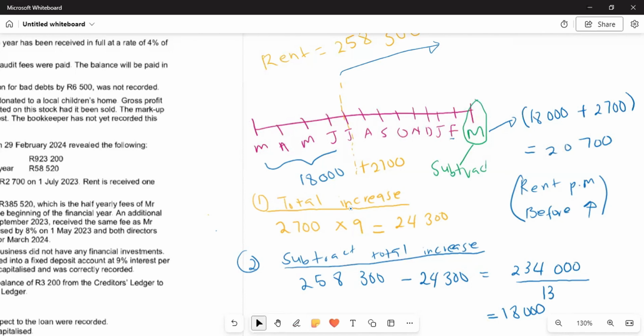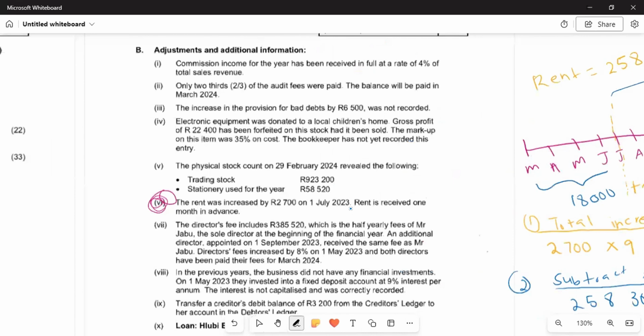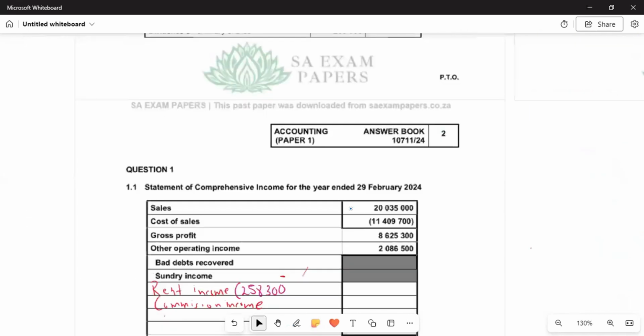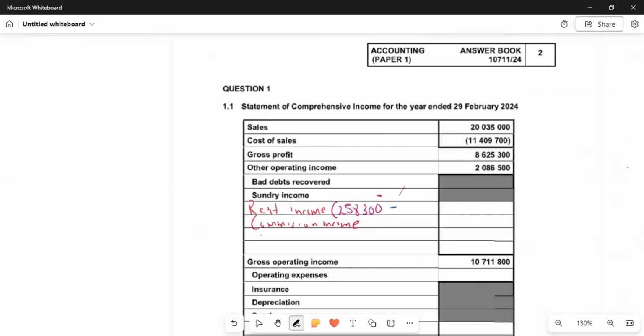And remember, this 20,700, we need to subtract it, right? Because this is income that is received in advance. So let us go about doing that. So here, this was 20,700. And remember, this was for rent received 1 month in advance. So let me go and subtract it on my income statement. So this minus 20,700 and punching it into your calculator, right? So your total rent, which is adjusted, it should be equals to 237,600.